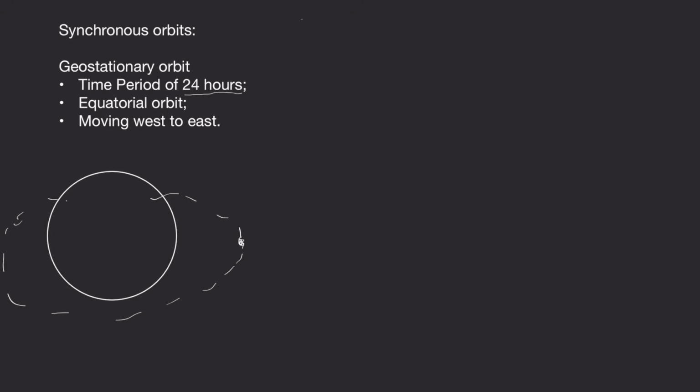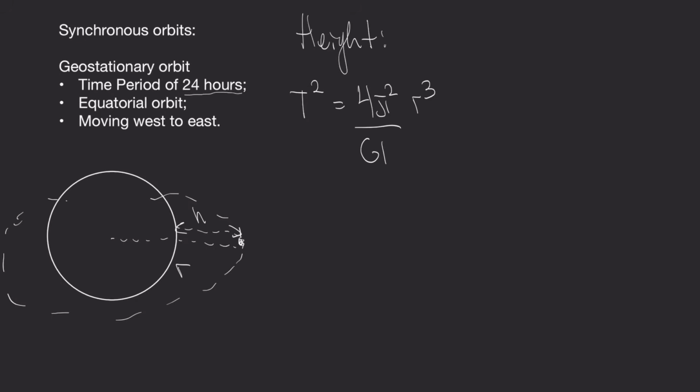How can we figure out the height of a synchronous orbit? Well, let's say that the distance to the center of mass is r, and what we want to do is determine the height of the orbit above the surface, h. In order to do that, we're going to use the equation that we derived earlier, that T squared was proportional to r cubed, and in fact it was equal to 4 pi squared divided by GM, times r cubed. So for the Earth, we know the value of the mass of the Earth is given in the formula booklet.